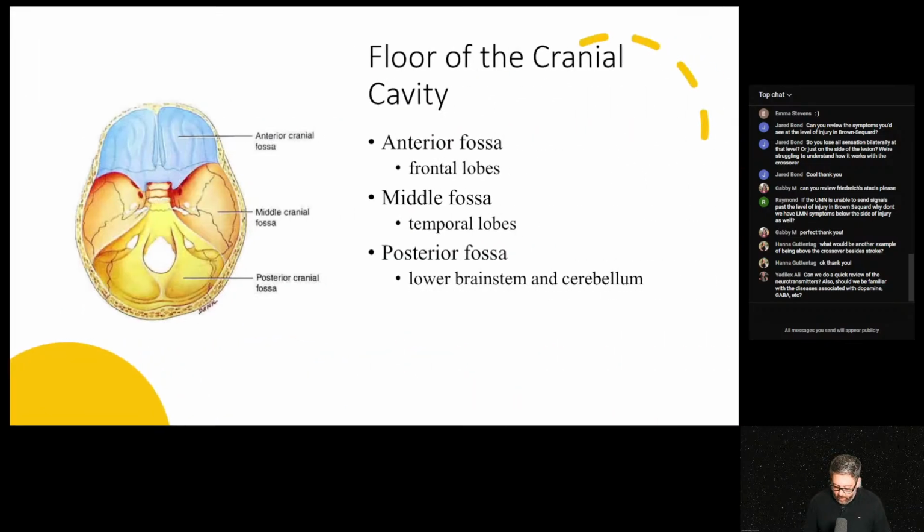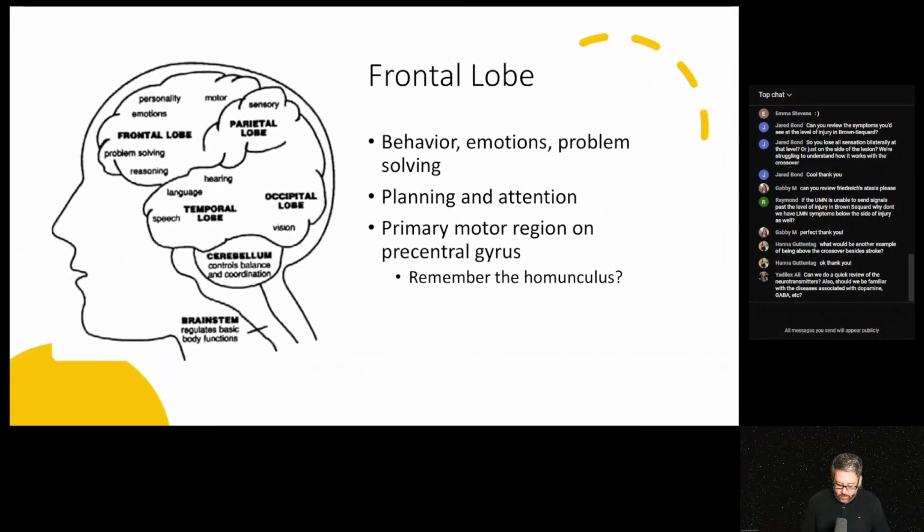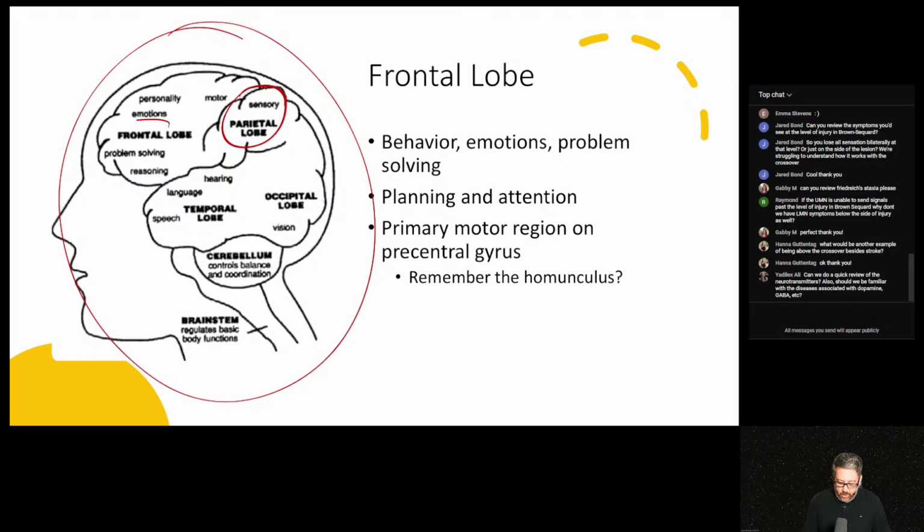Basically remember, where is it? This one. Parietal lobe is your sensory, your frontal lobe, motor, personality, problem solving. Temporal lobe is language, hearing, and speech. Remember comprehension, so Wernicke's effects there. Occipital lobe is your vision. Cerebellum, balance, coordination of movements. Your brainstem is obviously all your vital functions.